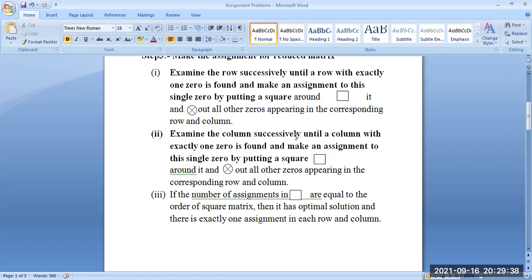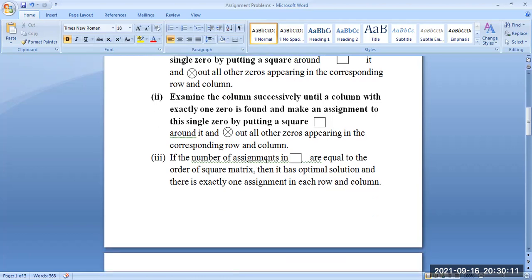Examine the columns successively until a column with exactly one 0 is found. जब तक आपको कॉलम में exactly एक ही 0 ना मिले, and make an assignment to this single 0 by putting a square. Again we put the square. जिस 0 को असाइन कर रहे हो उसको स्क्वायर बॉक्स से रिप्रेजेंट करो, and cross out all other zeros appearing in the corresponding row and column. अगर कहीं उस रो या कॉलम में और कहीं 0 है, तो we put a cross around that.